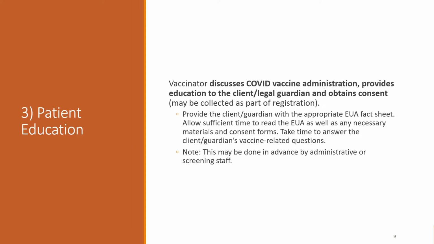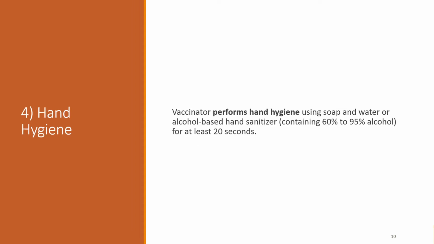Step 3, patient education. The vaccinator discusses COVID vaccine administration, provides education to the client or the legal guardian, and obtains consent. Now, the consent and the information may very well have been obtained at registration by administrative or screening staff. So the nurse needs to provide the client or guardian with the appropriate EUA fact sheet, allow sufficient time to read the fact sheet, and then answer their questions.